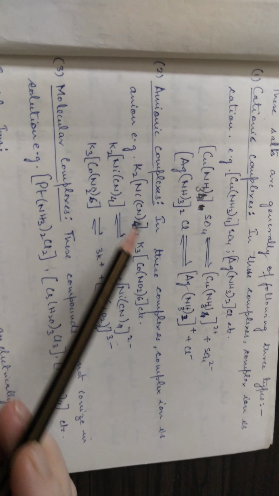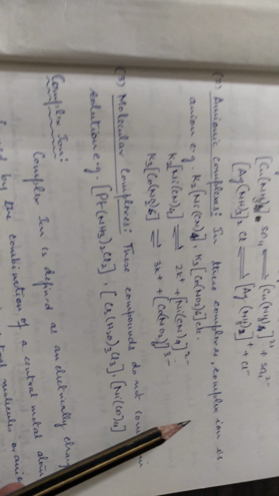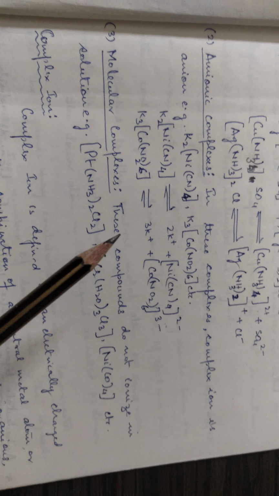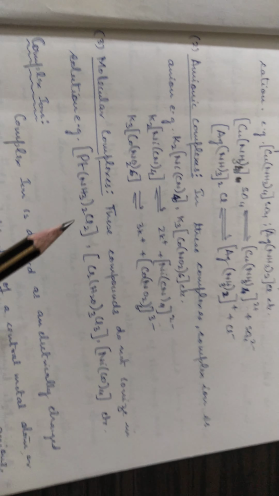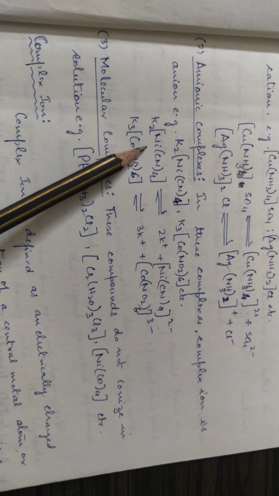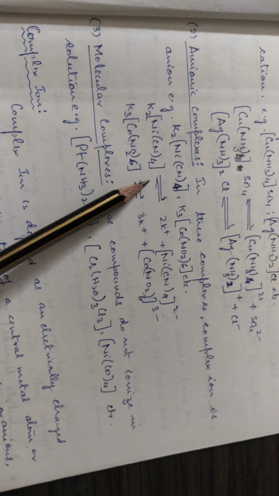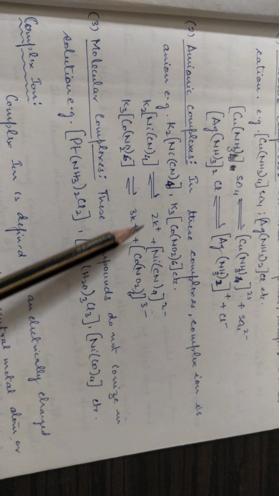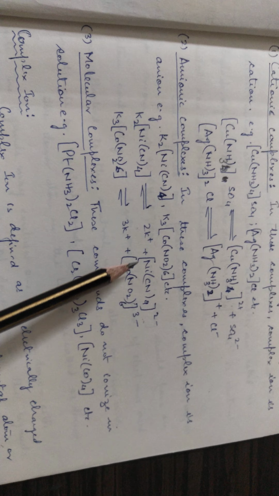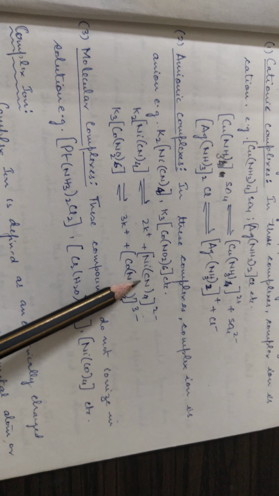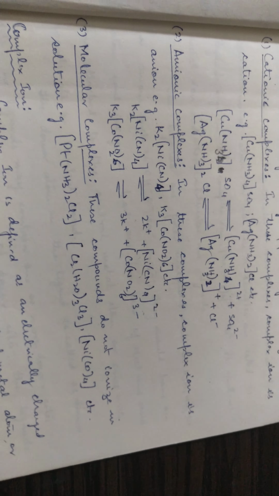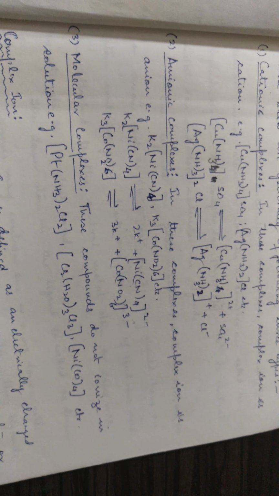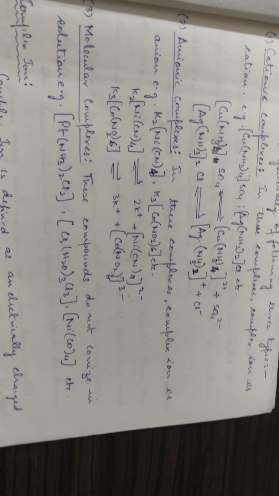anionic complexes. Now in these complexes, the complex ion is an anion. Example, K2[Ni(CN)4]. When it is dissolved in water, it gives you potassium ions and nickel tetracyanide ion, which is an anion. Then the third type is molecular complexes.